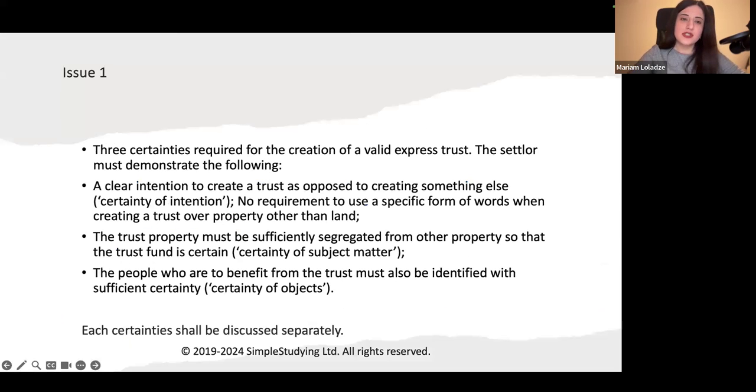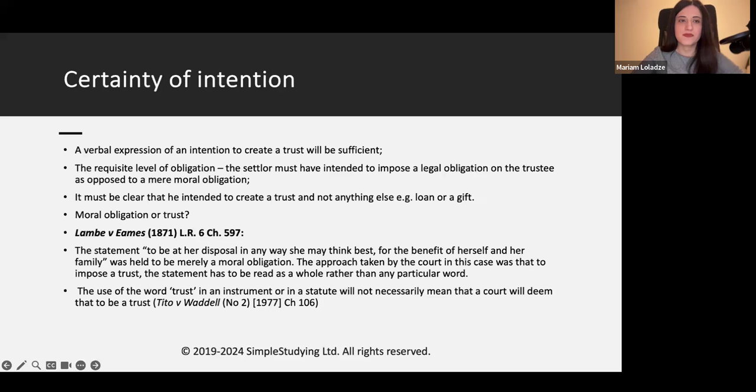Issue 1, three certainties required for the creation of a valid express trust. First thing you need to say is define what are the three certainties, and then start applying one by one to determine if certainty of intention, certainty of subject matter, and certainty of objects exist in this problem question scenario.